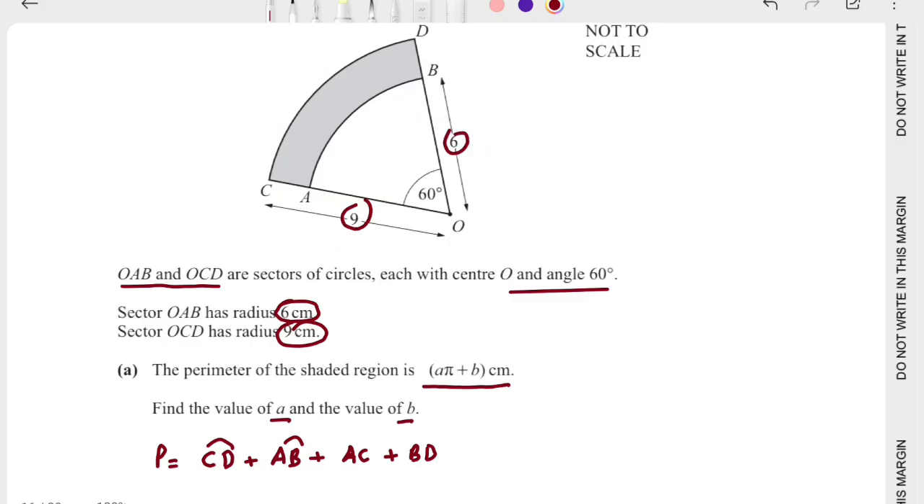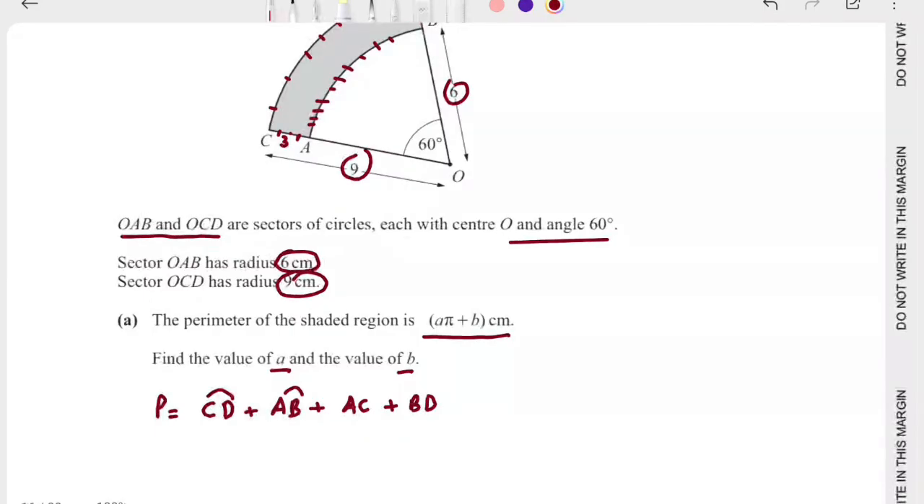So line segment AC would be equal to 3, and this would also be equal to 3. As the shaded part is enclosed by two arc lengths, CD and AB, along with two line segments AC and BD, we have to calculate these things.